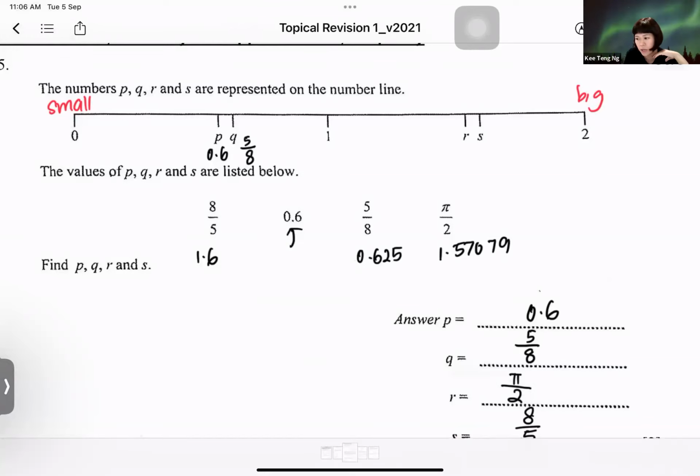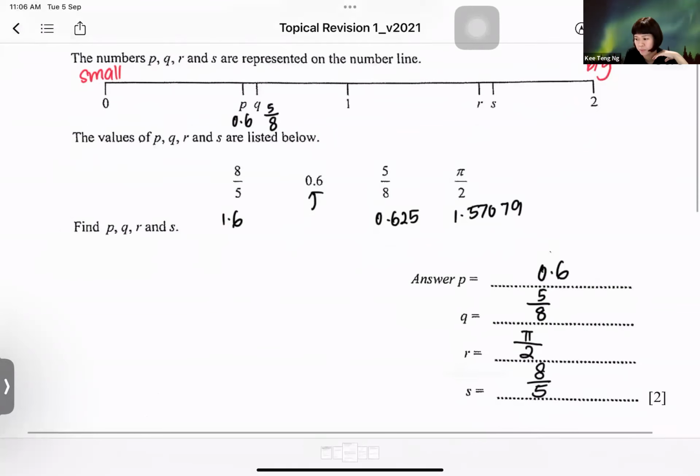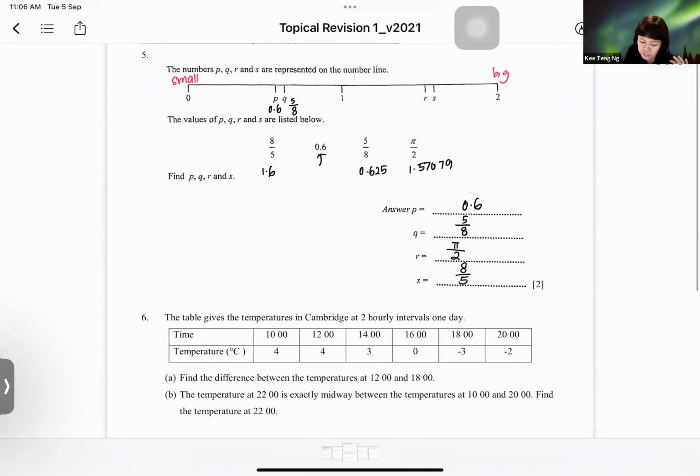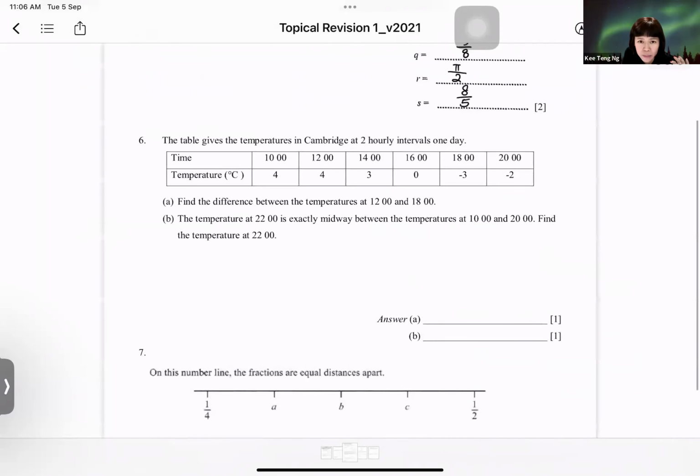Okay, good. Anyone manage to get this question correct? Okay, correct. Give me a thumbs up. Good. This kind of question, in the exam you must get correct. Don't make careless mistakes. Okay, next one, question number 6.